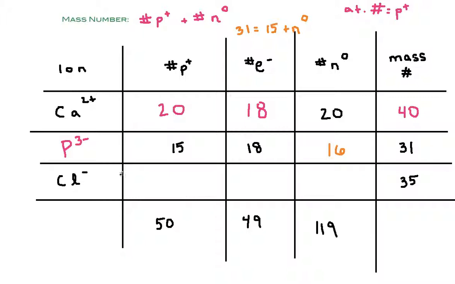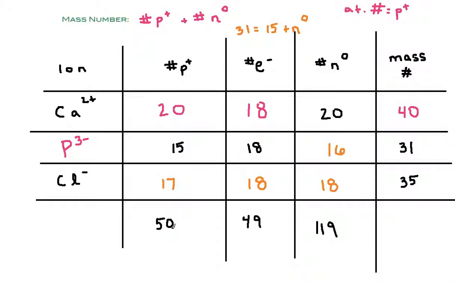All right. For the next one, chlorine. Chlorine has an atomic number of 17. Electron-wise, it's got a negative charge, which means it has 1 more electron than proton, so it's going to have 18 electrons. Okay. Neutron-wise, I've got 17 protons. I've got a mass number of 35. So 17 plus what equals 35, and that's 18. So that's my number of neutrons.